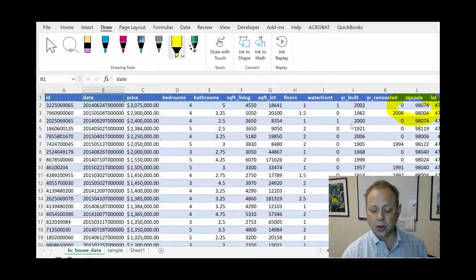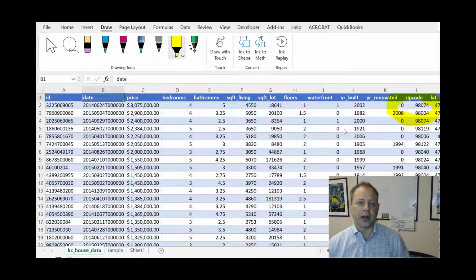You'll notice I have this zip code deal over here on the right and all sorts of other stuff so that you can make a good decision either buying a house or selling a house or comparing this particular neighborhood versus another neighborhood and so on.